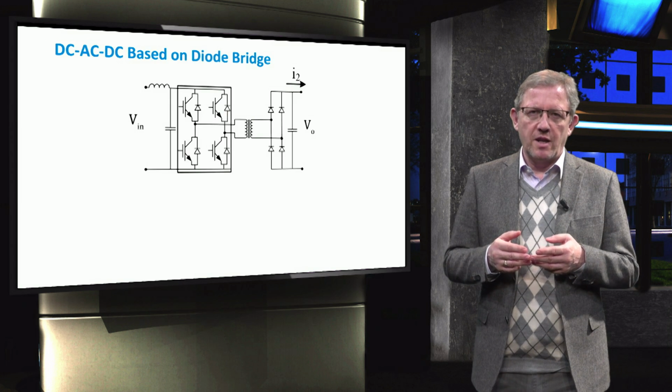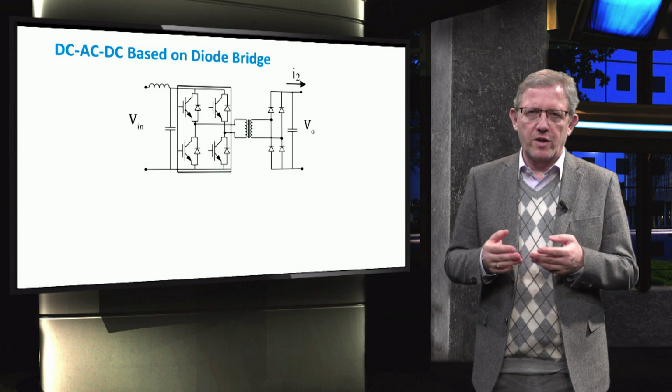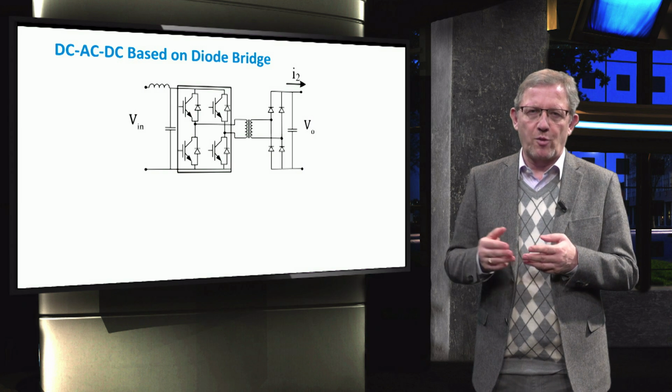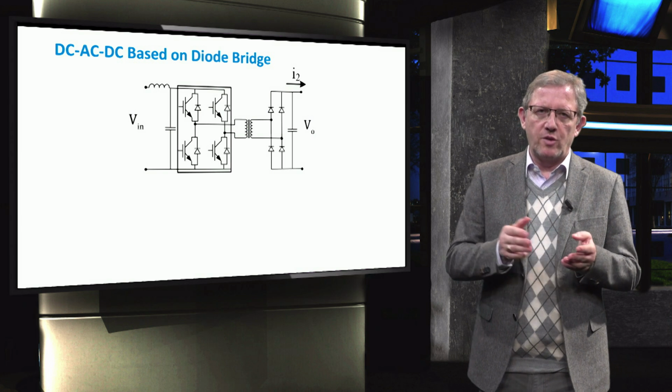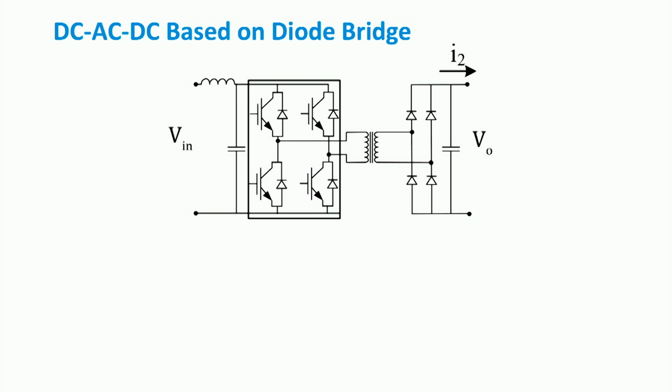Let us now see the topology of a more complex converter like DC-AC-DC topologies. They first convert the DC to AC and then AC to DC. One example is shown here where a diode bridge is used to convert AC to DC. Beforehand, the input DC voltage is first inverted to AC using a two-leg 4-switch single-phase converter, and then the AC voltage is stepped up or down through the AC transformer.